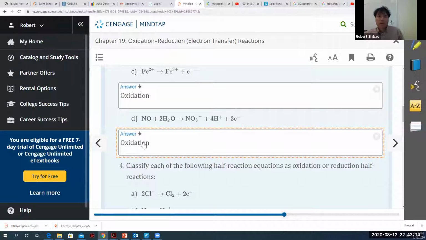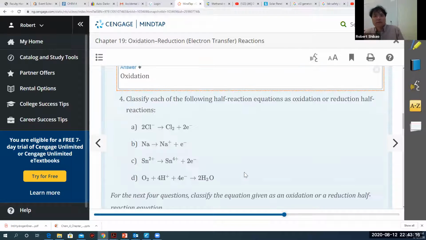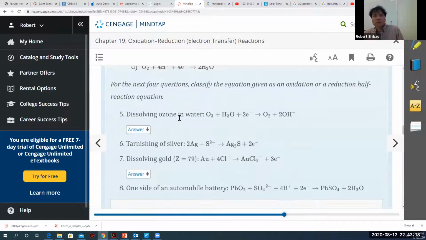Classify each of the following. So dissolving ozone in water. This is a half reaction because there are electrons there. A full reaction would never have electrons like this. And so this is ozone in water, the oxidizing agent, and it's going to form O2 hydroxide. So this is a reduction half reaction.